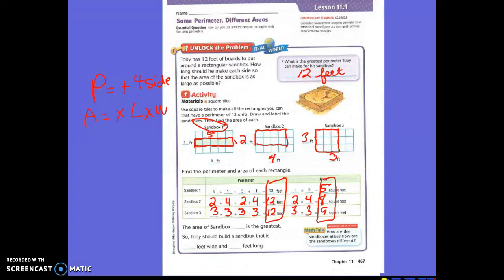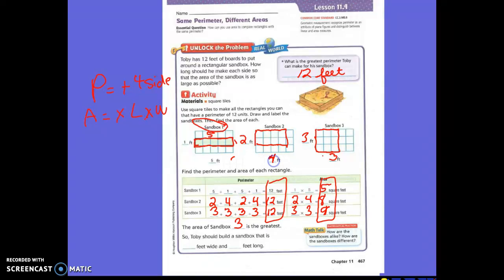Okay. So the area of what sandbox is the greatest? Sandbox 3 has the greatest area, right? Sandbox 3, it says 9, right? Okay. So Toby should build a sandbox that is how many feet wide? 3. You can't do 9, Aubrey.